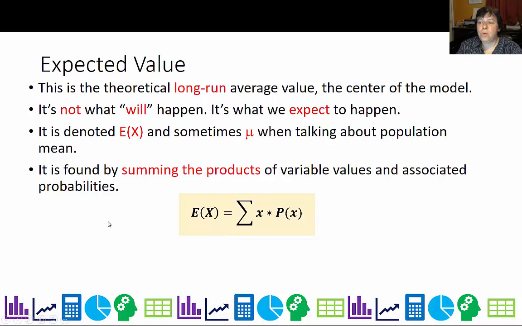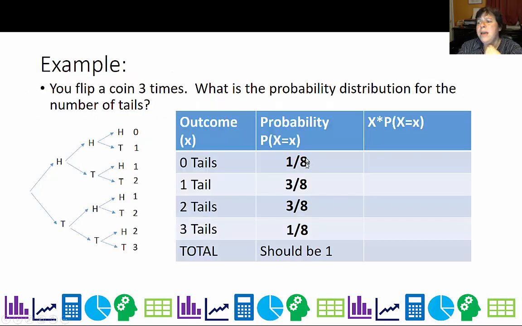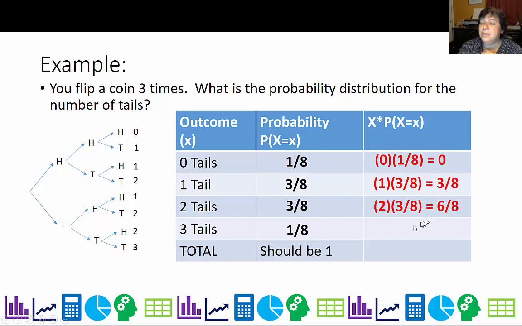So let's get back to those coins. We already have the probabilities, which we filled in previously. So I'm going to go 0 times 1/8, which is 0. 1 times 3/8 is 3/8. Now I have 6/8 and 3/8. When I add all of these together, I get 12/8, or 1.5. So the expected number of tails is 1.5.